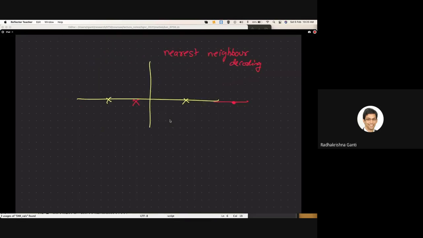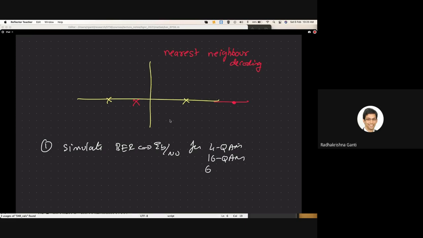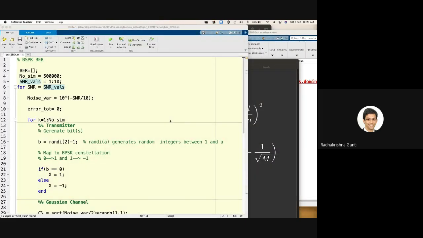Good. So the first assignment I'm going to give us: simulate BER curves, BER versus Eb by N0, for QPSK, that is 4 QAM. I mean, let's do 4 QAM now, QPSK, 4 QAM, 16 QAM, and 64 QAM. Okay?